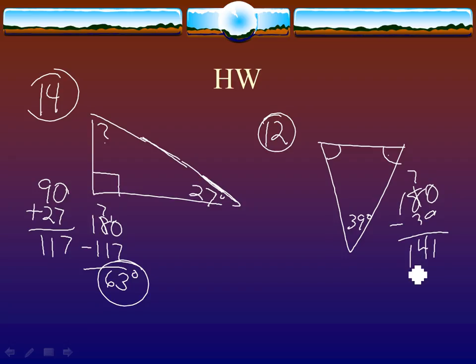Each one of these angles isn't 141. Each one is half of that, so you divide it by 2. What's 141 divided by 2? 70.5. I think there were a couple of problems on the worksheet that looked like that. That one's the same thing.